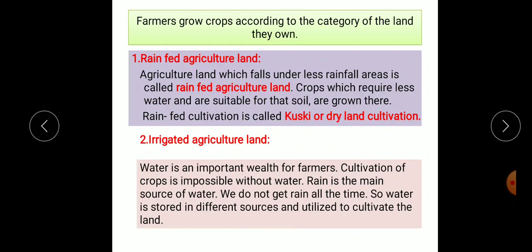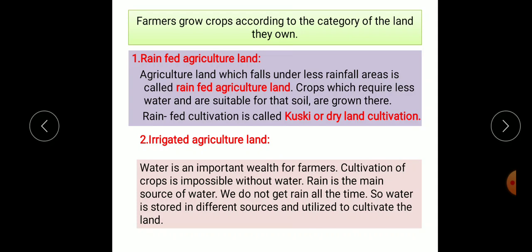Agriculture land which falls under a less rainfall area is called rain-fed agriculture land. Crops which require less water and are suitable for that soil are grown here. That is called rain-fed agriculture land or khushki or dry land cultivation. Rain-fed agriculture land means a system of producing crops without the use of irrigation. It is a type of farming that relies on rainfall for water.